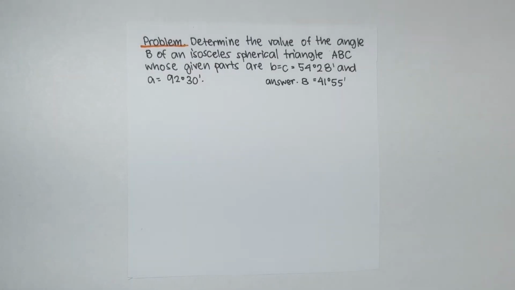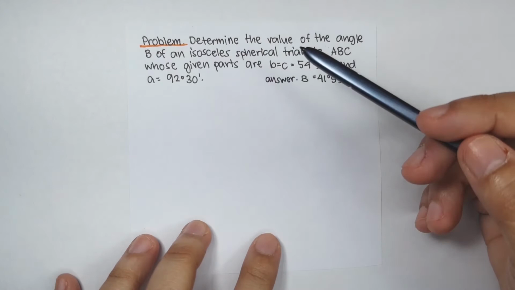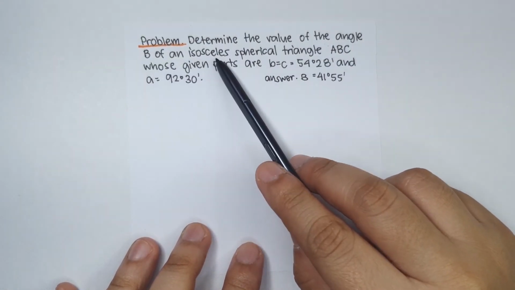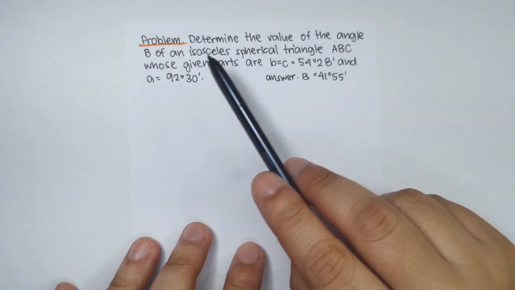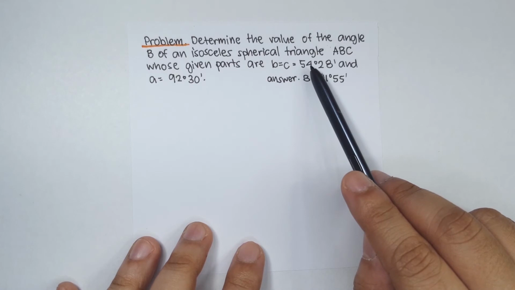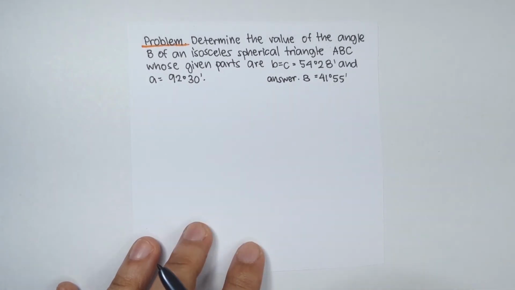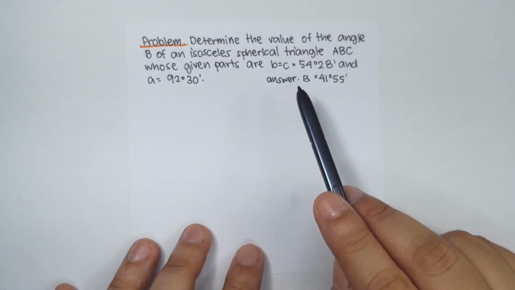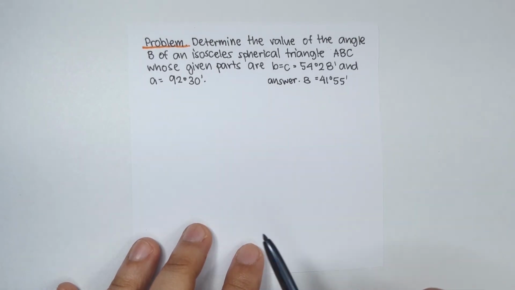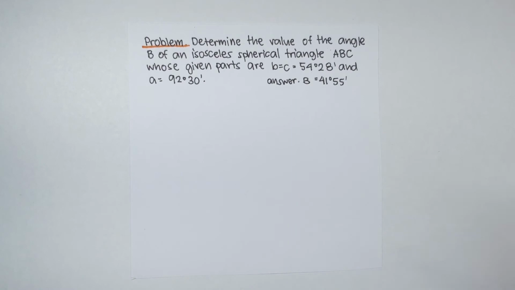Now, I want you to solve this last problem to check if you've really understood the discussion. Determine the value of angle B of an isosceles spherical triangle ABC whose given parts are B equal to C equal to 54 degrees 28 minutes and A is equal to 92 degrees 30 minutes. So the answer is angle B is equal to 41 degrees 55 minutes. So you can pause the video and solve it on your own.